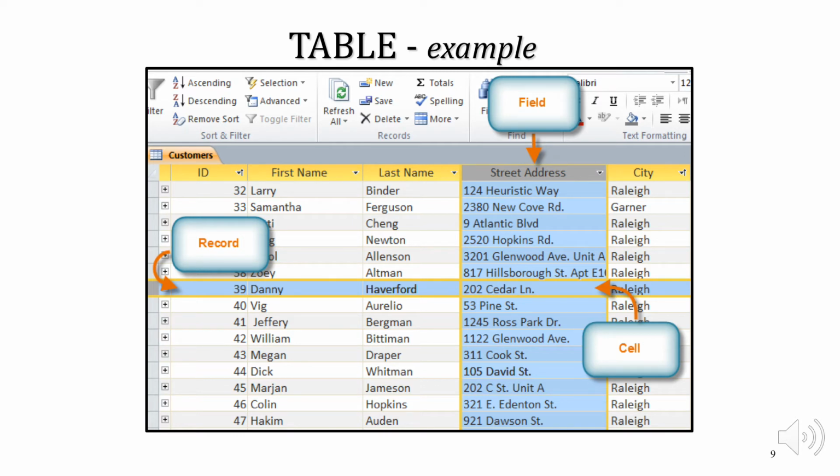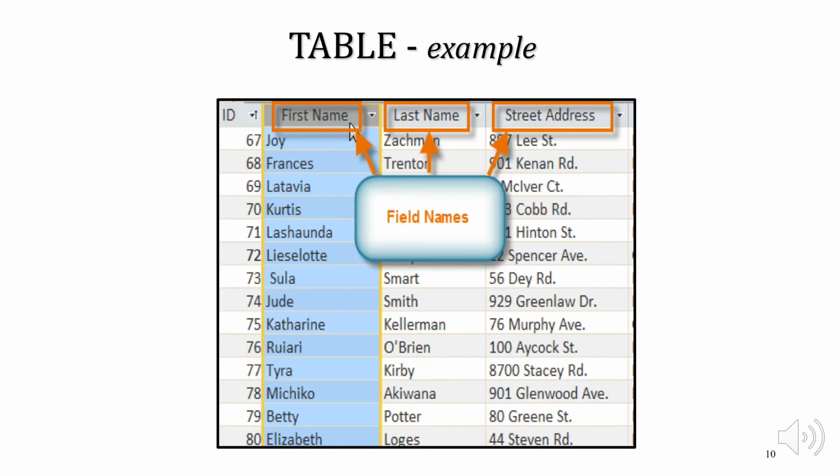When we want to create a table, we can create more than one table. In one database, we can create more than one table. So these are the field names: first name, last name, street address. It depends on what kind of field names you want to insert in your table. Let's say you create a table of students. So you insert the student ID, the student name, the address. That is the field name.